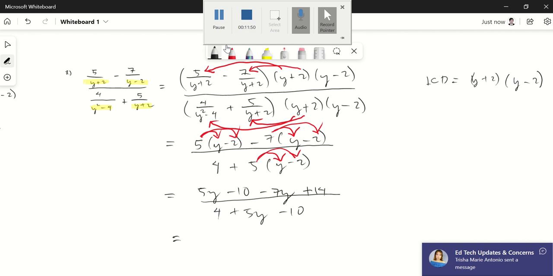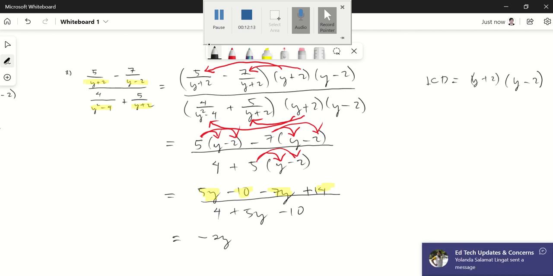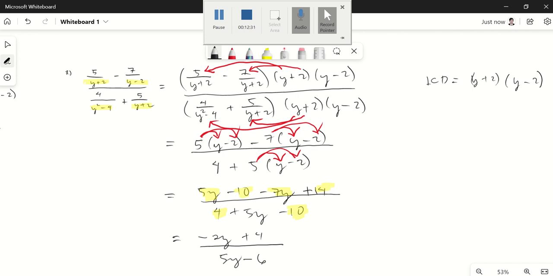Then finally, we apply our knowledge on how to combine like terms. 5y and negative 7y are like terms. 5y minus 7y is negative 2y. Negative 10 and 14, they're both constant terms with no variable. So negative 10 plus 14 is positive 4. And in the denominator, we have 4 and negative 10. So 4 minus 10 is negative 6. Then the 5y doesn't have a like term, so you just have to copy it.